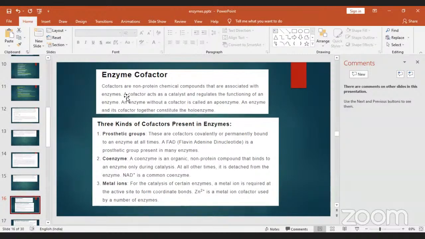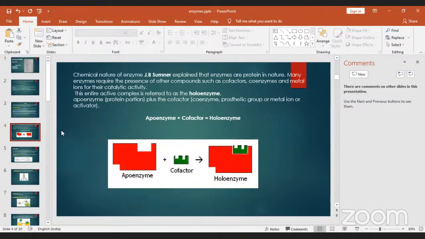So these cofactors act as a catalyst and regulate the functioning of an enzyme. This is the apo enzyme, and in combination with the cofactor it forms the holo enzyme. In this holo enzyme, the green color portion is called the substrate, the red color is the enzyme, and this empty portion is called the active site. The substrate binds on the enzyme at a specific site, that is called the active site.